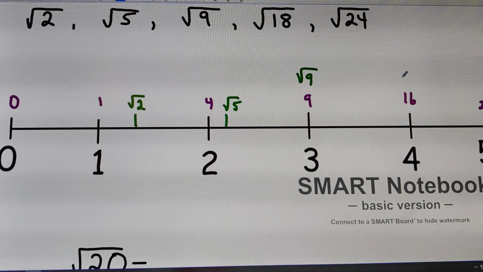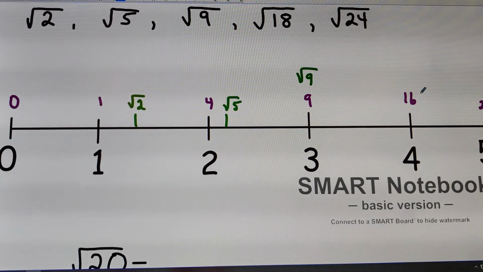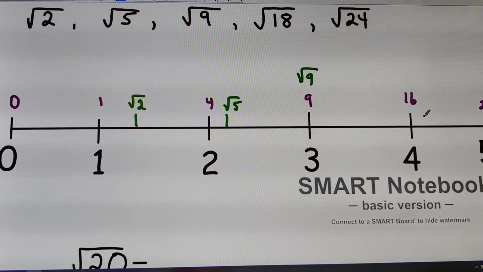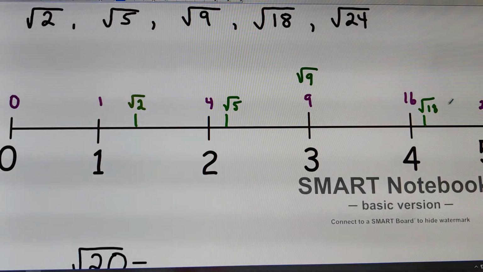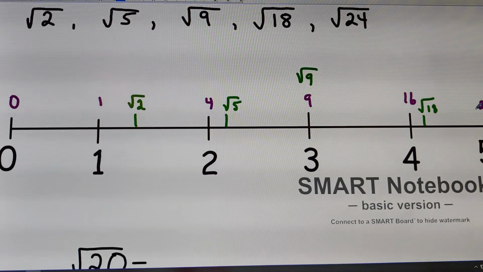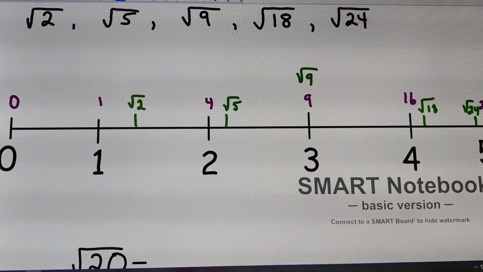And then 18, well, 18 is larger than 4 times 4, which is 16, and less than 5 times 5, which is 25. So it's not a lot bigger, so maybe it'll be there. And then root 24, well, it's just less than 5 times 5. So we'll put it right there, square root 24. Okay, so hopefully you get the idea.